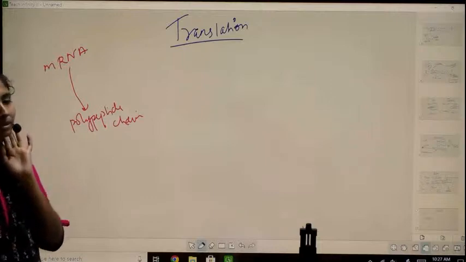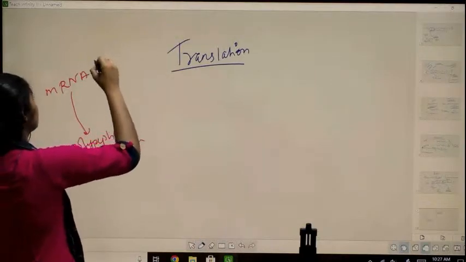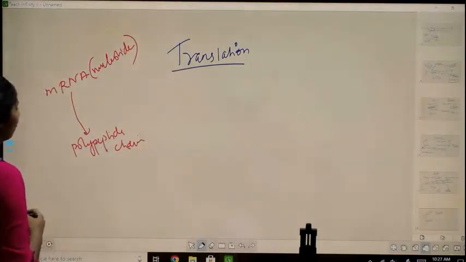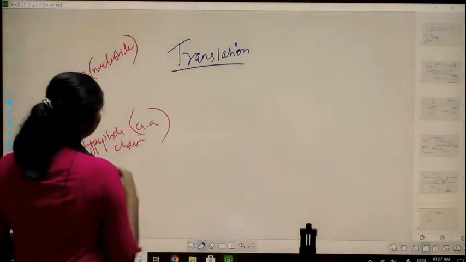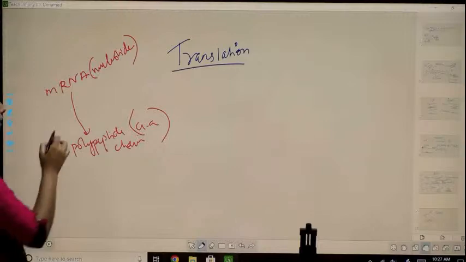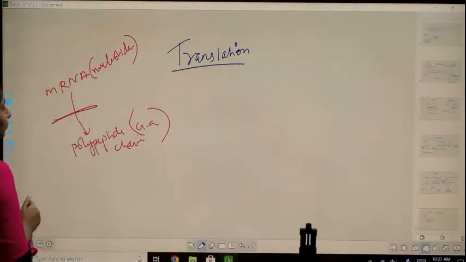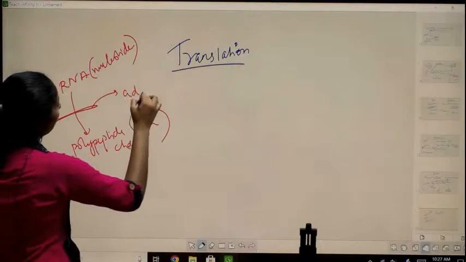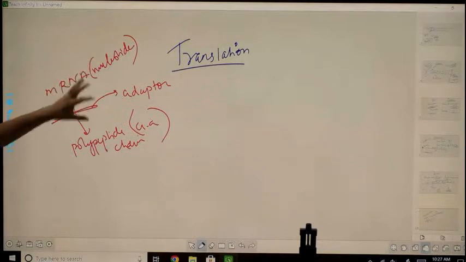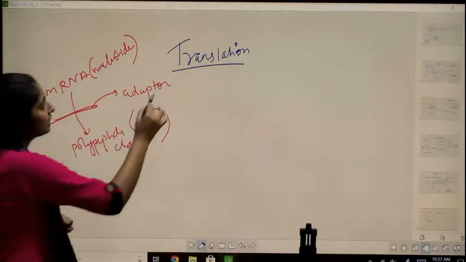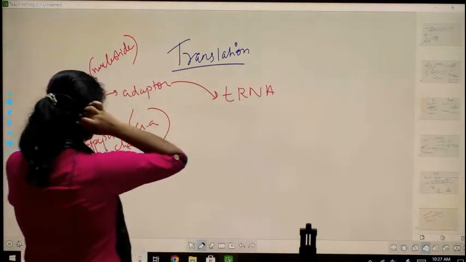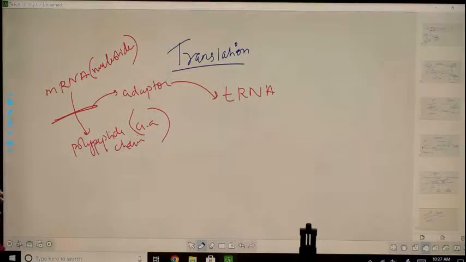But what we need to know is mRNA is composed of nucleotides, whereas proteins are formed of amino acids, right? So both of their languages are different. So we need a sort of intermediate molecule, or what we say an adapter molecule, that can understand both the nucleotide language as well as the amino acid language. So this adapter is your tRNA. tRNA is an adapter in the process of translation, right?